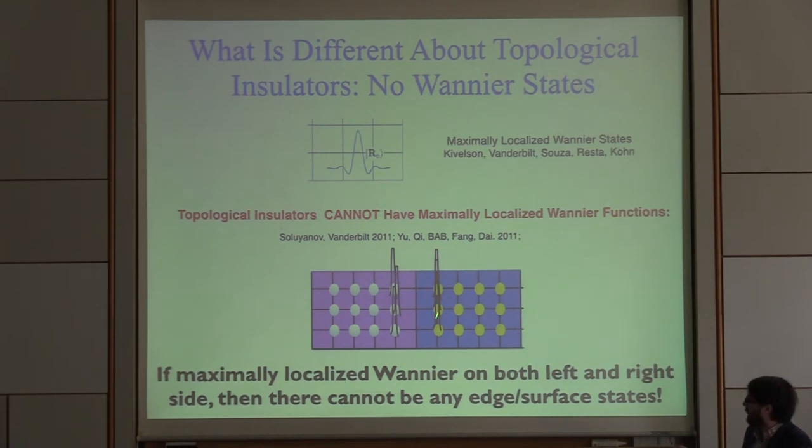That means these wave functions are exponentially localized in the bulk. So if there's no weight, then I have no gapless edge states, because gapless edge states are not exponentially localized. Basically, that means that if I was able to describe my topological insulators by maximally localized Wannier states, I would have no edge states. Obviously, we know topological insulators have edge states, so this statement must be true.